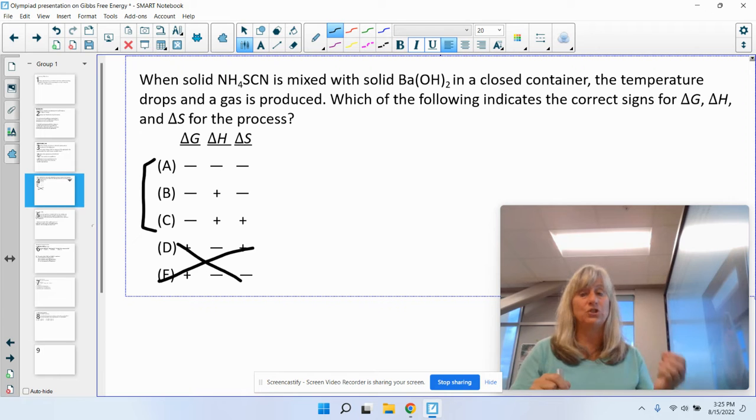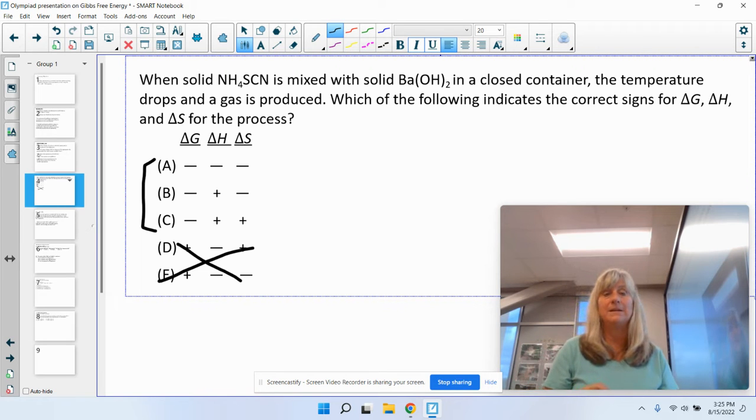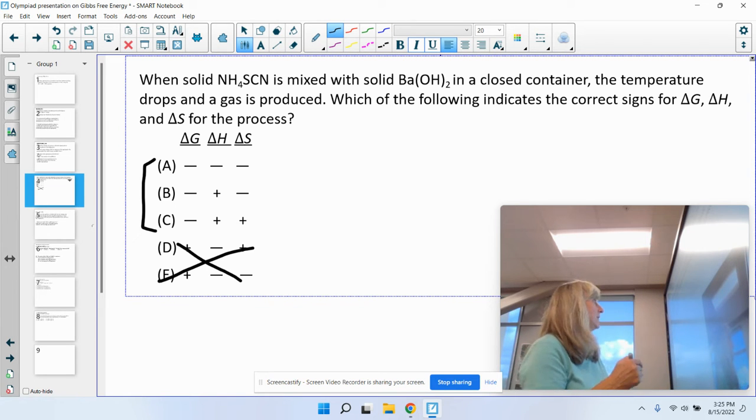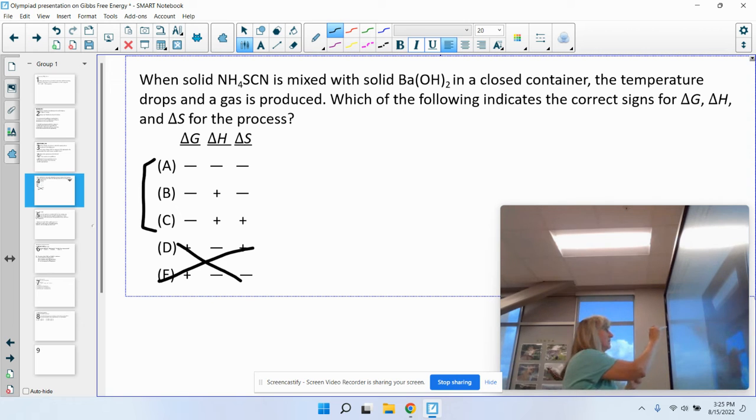If the temperature is dropping, that means that the system is absorbing energy from the surroundings. So anytime we're measuring a temperature drop, then we know that energy is going in, enthalpy is going to be positive. Energy is going into the system. So delta H is positive. So that gets rid of this one.